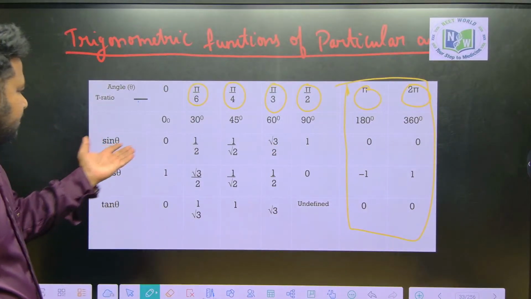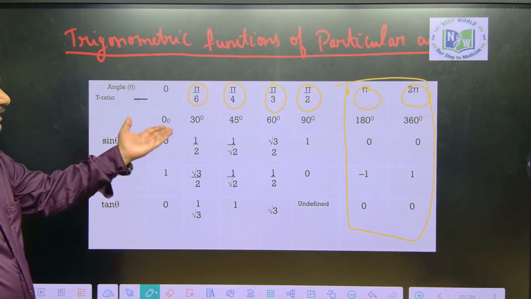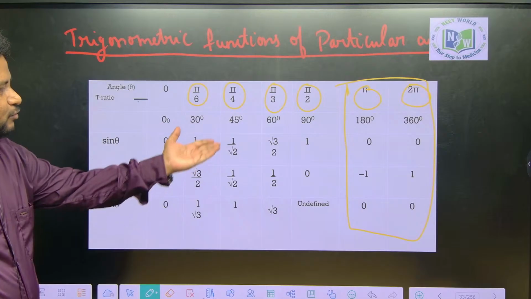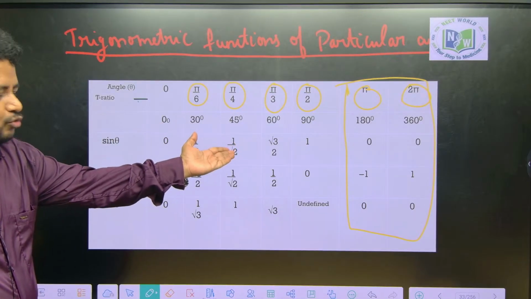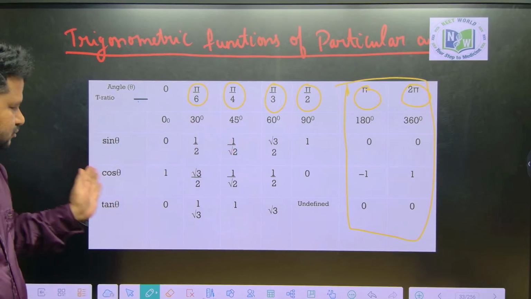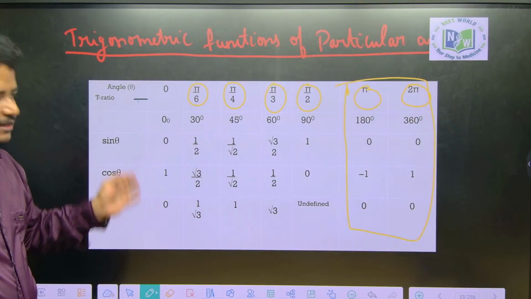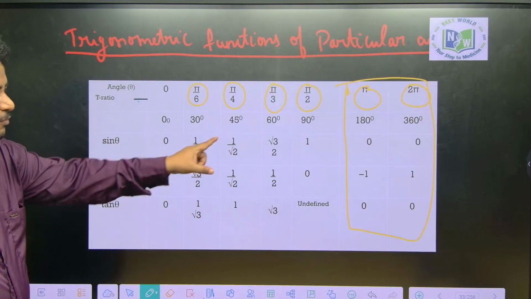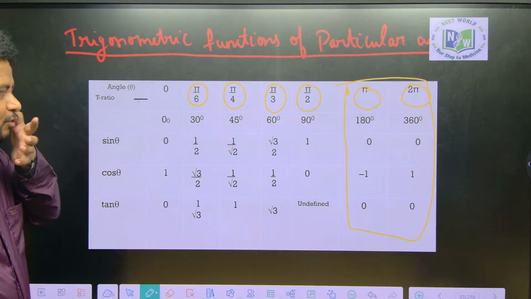So you know that sin 0 is 0, sin 30 is 1 by 2, sin 45 is 1 by root 2, sin 60 is root 3 by 2, and sin 90 is 1. The remaining you know how to remember, so you have clarity about these values. You know how to remember also, right?